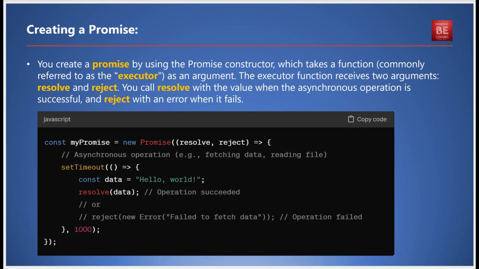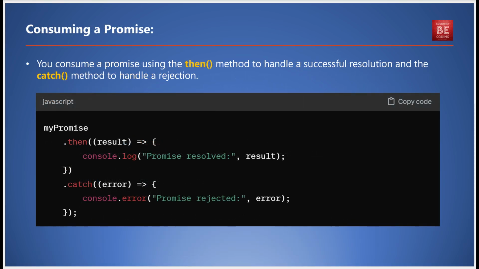Now, how do you create a promise? You can do so by using the promise constructor. This constructor accepts a function, commonly known as the executor, as an argument. The executor function in turn takes 2 arguments, resolve and reject. The resolve is called when the operation is successful, and the reject is called when it fails. Once a promise is created, you can consume it using the then method for a successful resolution and the catch method for a rejection. This way you can handle both the outcomes of an asynchronous operation.